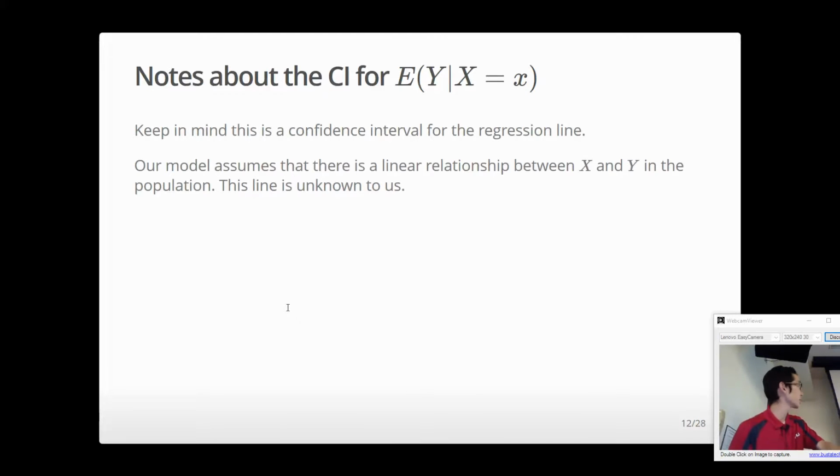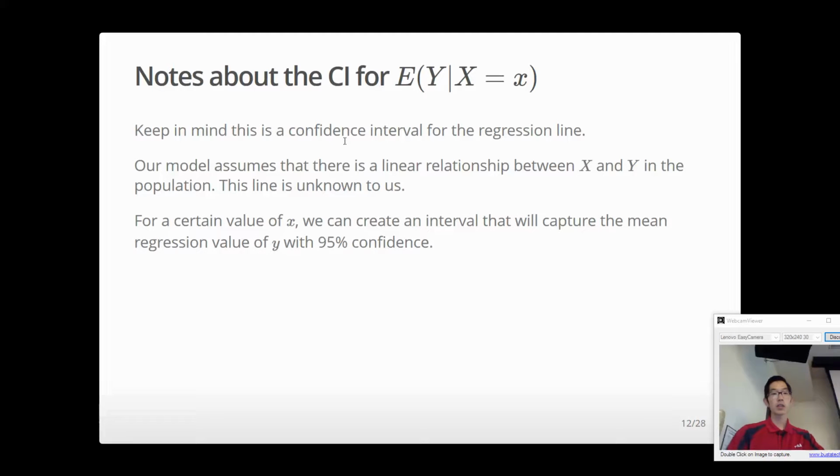So keep in mind that this is a confidence interval for the regression line. Our model assumes that there is a linear relationship between x and y in the population, and this line is unknown to us. And so for a certain value of x, we can create an interval that will capture the mean regression value of y with 95% confidence.